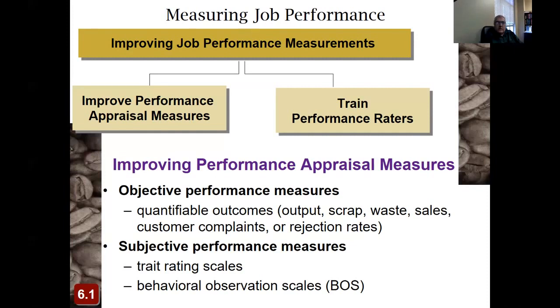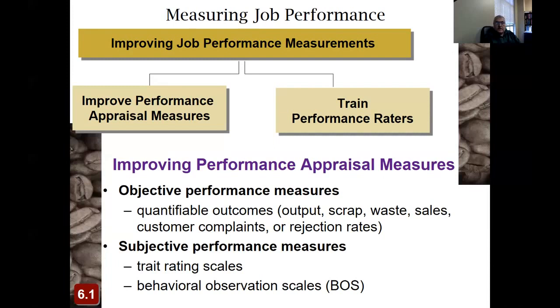One of the ways in which companies try to improve performance appraisal measures is to use as many objective performance measures as possible. Objective performance measures are measures of performance that are easily and directly counted or quantified. Common objective performance measures include output, scrap, waste, sales, customer complaints, or rejection rates.